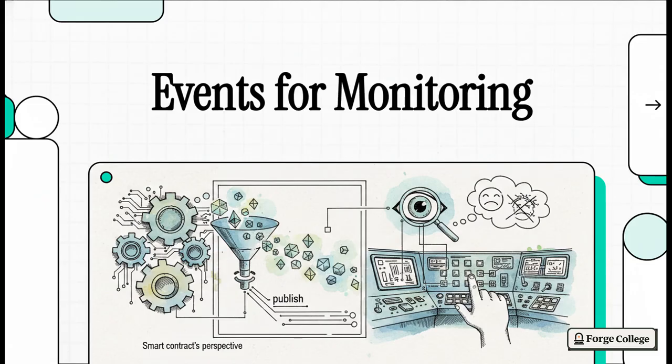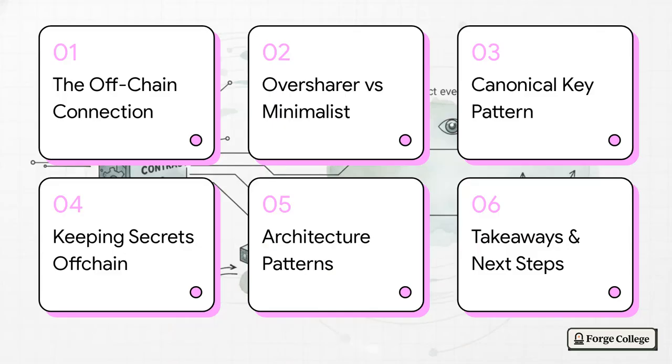Honestly, think of it like designing a nuclear control panel. If you build the interface wrong, the poor guy trying to monitor it off-chain is going to have a very, very bad time. So here are the blueprints we're sketching out today. We'll cover the off-chain connection, the oversharer versus the minimalist, the canonical key pattern, how to keep secrets off-chain, mapping out event-driven architectures, and finally, your concrete takeaways.